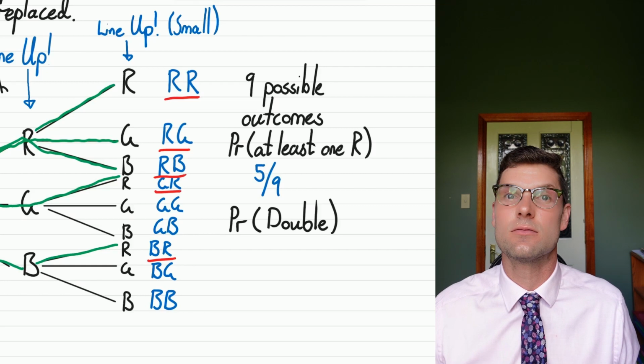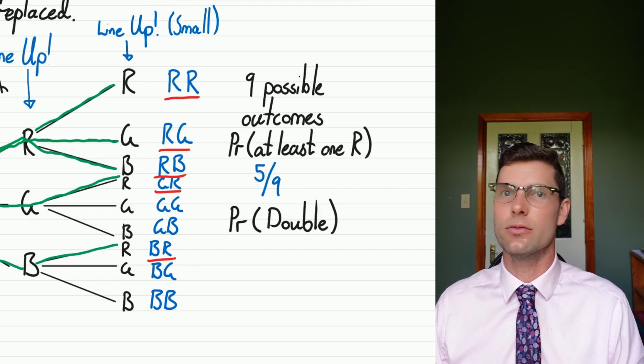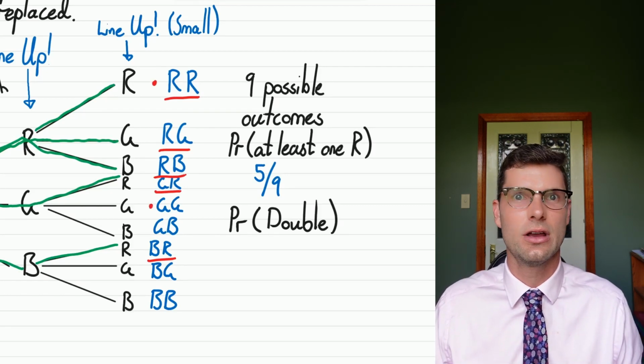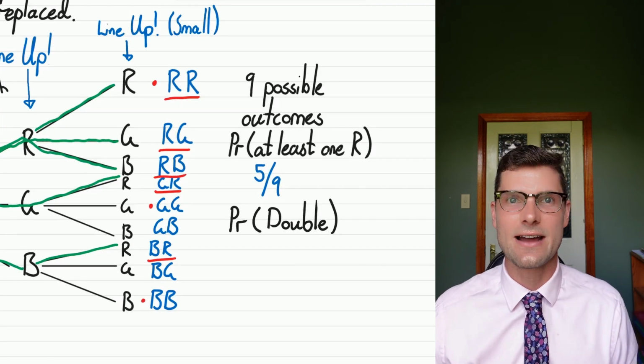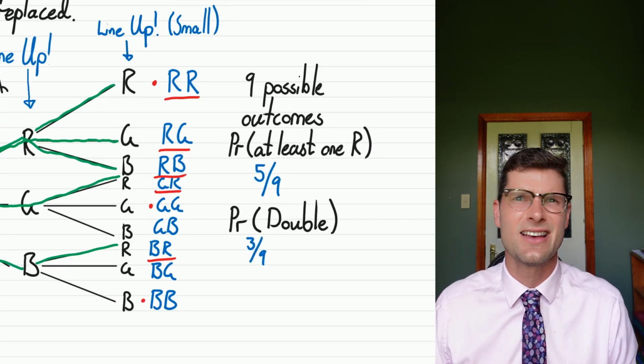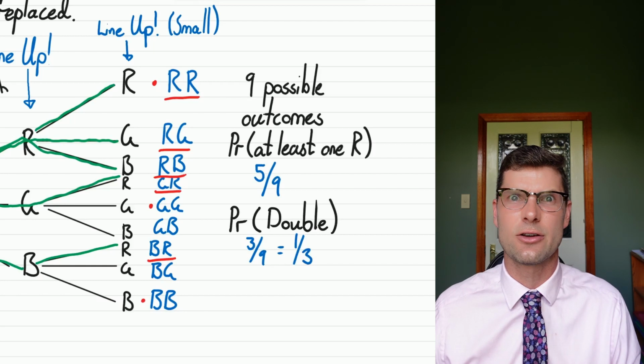Another type of question was, hey, what's the probability that we get a double? So red red, green green, blue blue. We can see that there are 3 of these outcomes out of the possible 9. So I just have 3 over 9, which is equal to a third.